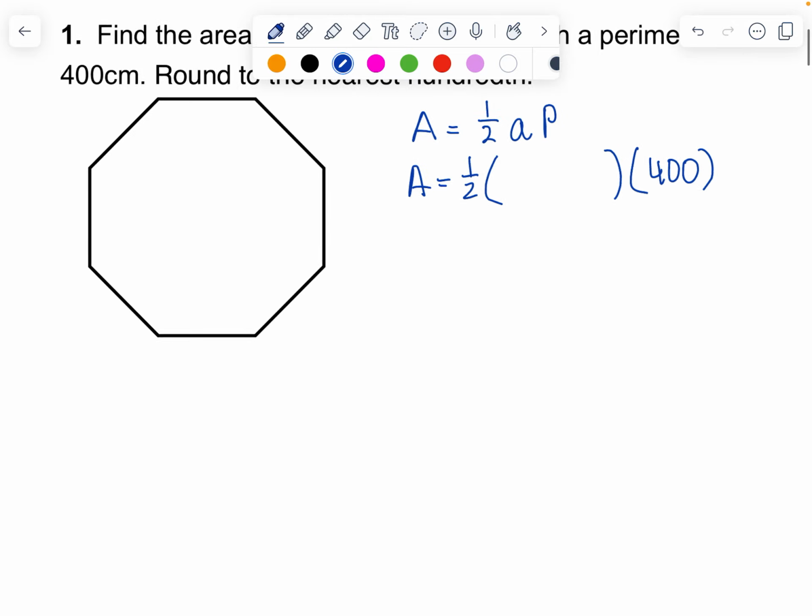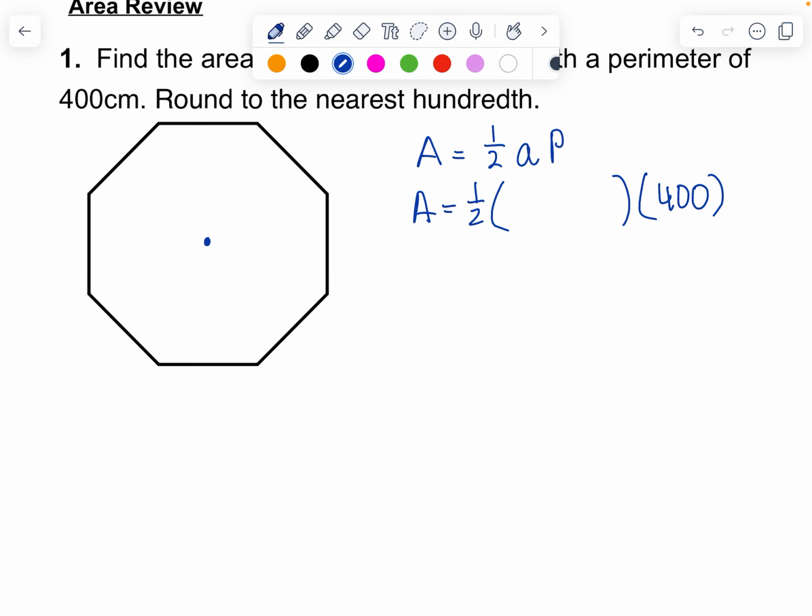All right, so now I need to find the apothem, so I'm going to draw a center in the middle of this octagon. I'm going to drop a perpendicular line to one of the sides. That creates a right angle, and it's also going to give me 2 congruent segments because it's actually a perpendicular bisector. I don't know the apothem, so I'll call that A. I'm going to draw on a radius, and then I do know this little piece.